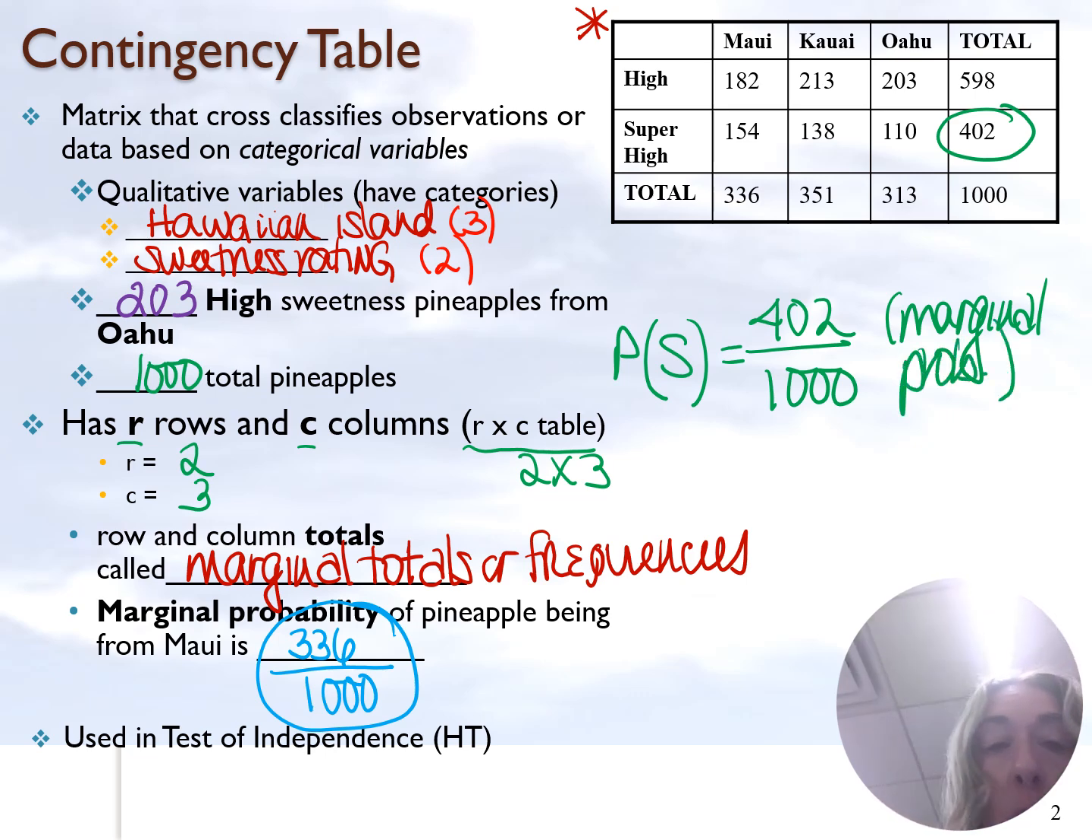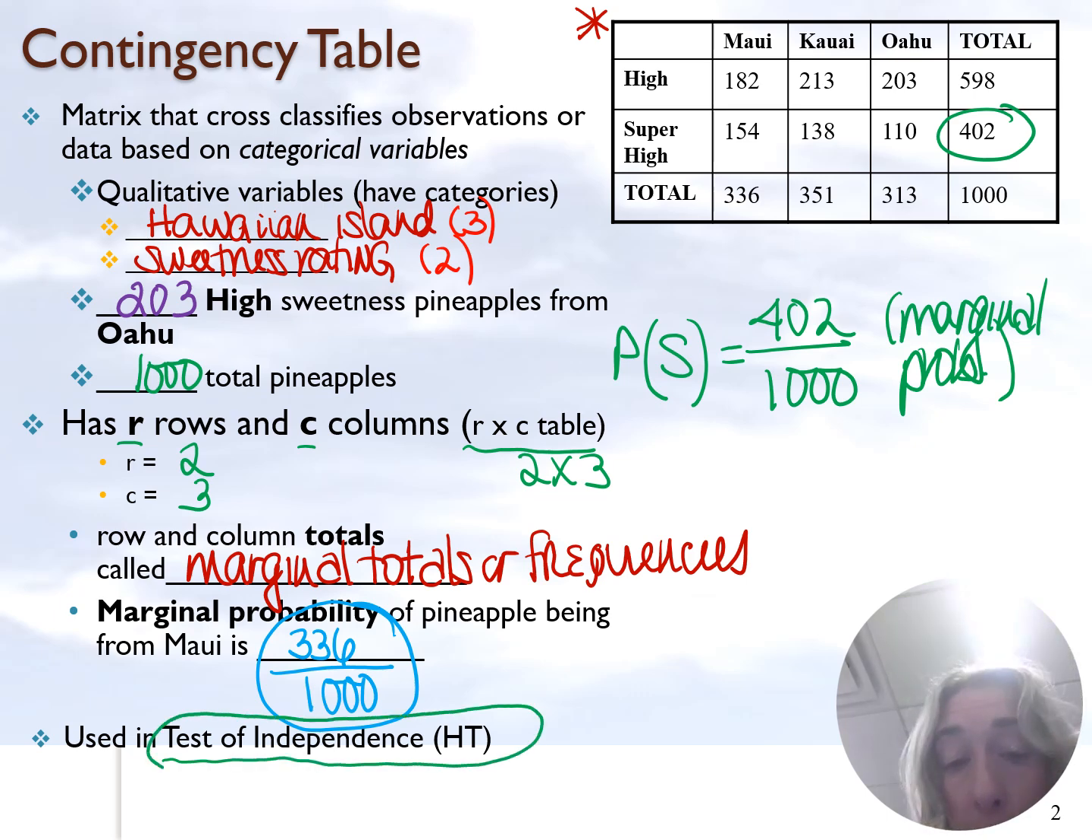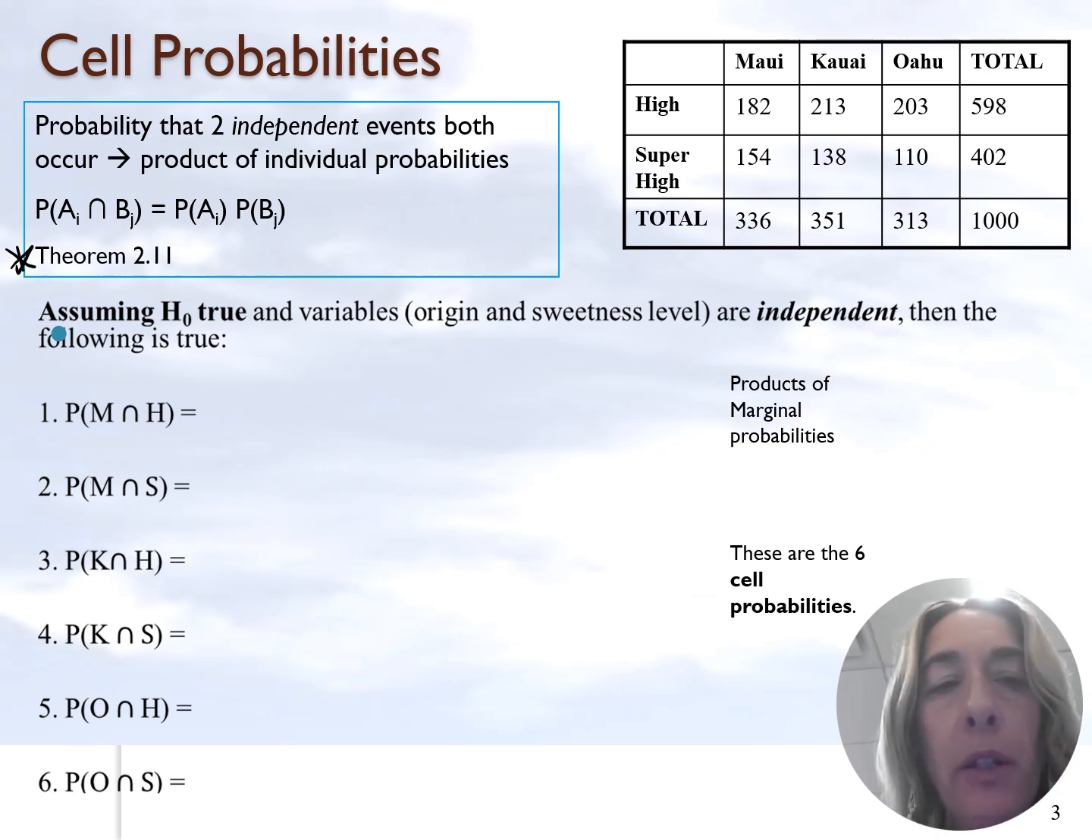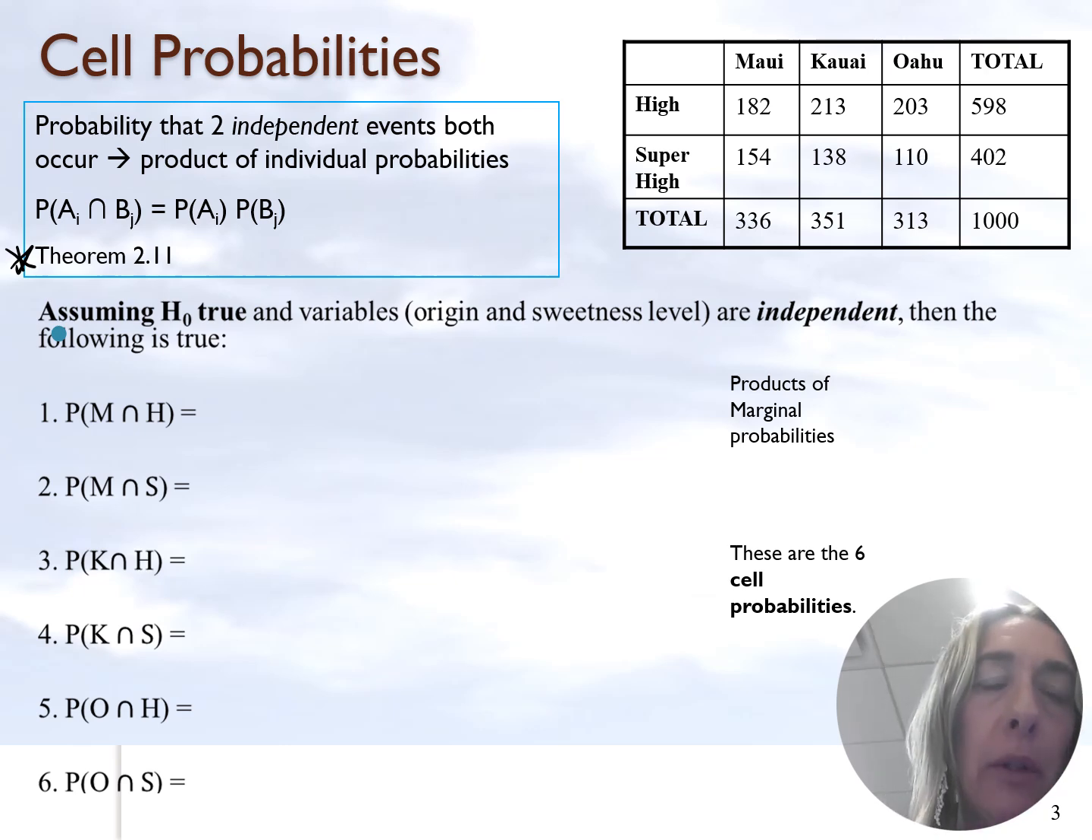These concepts, and certainly contingency tables in general, are used in tests of independence, which are another type of hypothesis test that we will be learning about. So let's discuss cell probabilities associated with our contingency table. In order to do that, I'm going to bring to your attention, or have you recall, the following concept or theorem that you learned about in your probability studies. And that is the following.